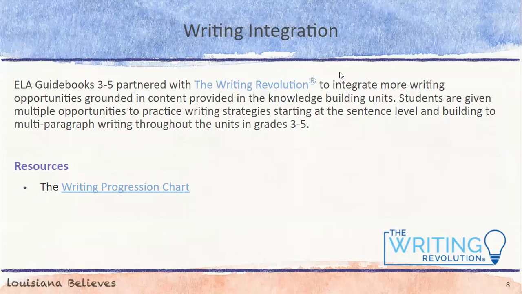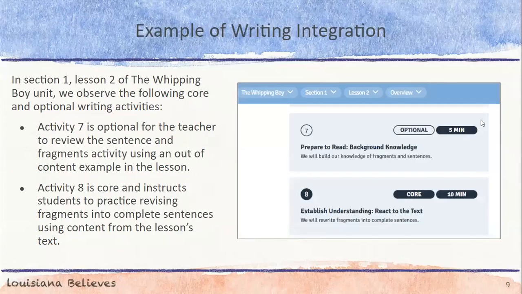In Section 1, Lesson 2 of the Whipping Boy unit, we observe the following core and optional writing activities. Activity 7 is optional for the teacher to review the sentence and fragments activity using an out-of-content example. Activity 8 is a core activity and instructs students to practice revising fragments into complete sentences using content from the lesson's text. The teacher has the opportunity to include Activity 7 to provide additional practice, or omit it and practice with Activity 8.